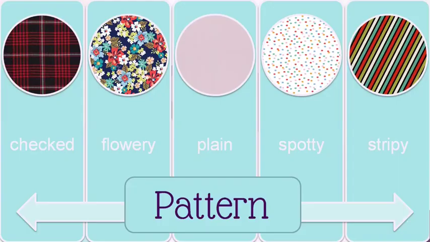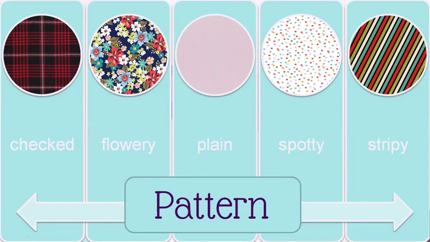Let's start with the patterns. So first, as you can see, you have checked. This is the type of pattern that you probably have on your shirts. Maybe your dad or your grandpa has these kinds of shirts, but they are also very popular in, for instance, skater fashion. You will see these checked shirts, or sometimes even we can have plaid shirts. Plaid is another description for this type of pattern.